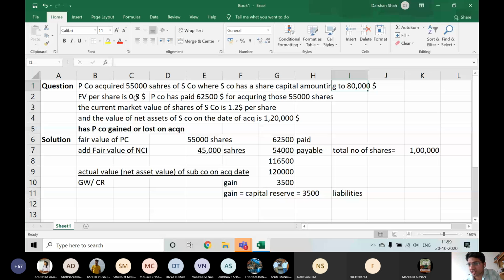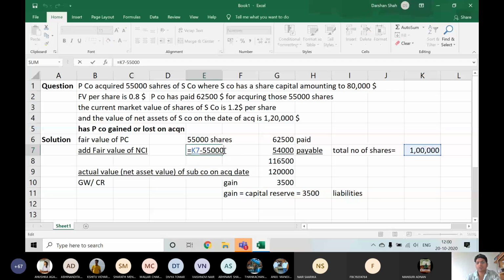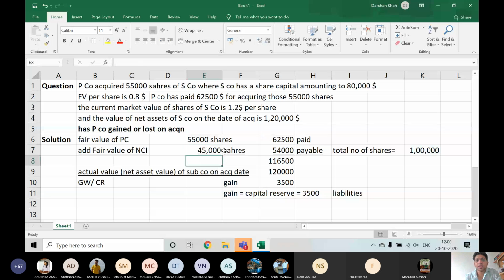So total number of shares is 1 lakh. The total number of shares of S company is 1 lakh. Out of 1 lakh, how much have we actually acquired? 55,000 shares. Correct. So how many are left for NCI? 1 lakh minus 55,000, 45,000 shares we have not acquired. That becomes my NCI, and that 45,000 will obviously be at fair value. Fair value means market value. So this will be 45,000 into 1.2.